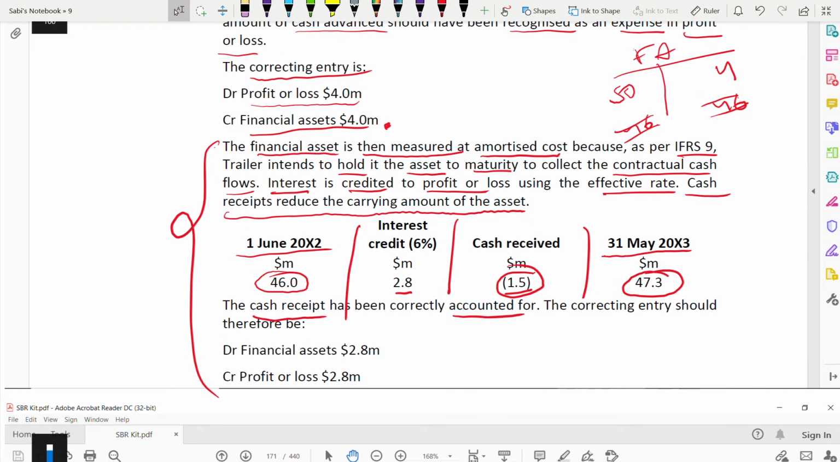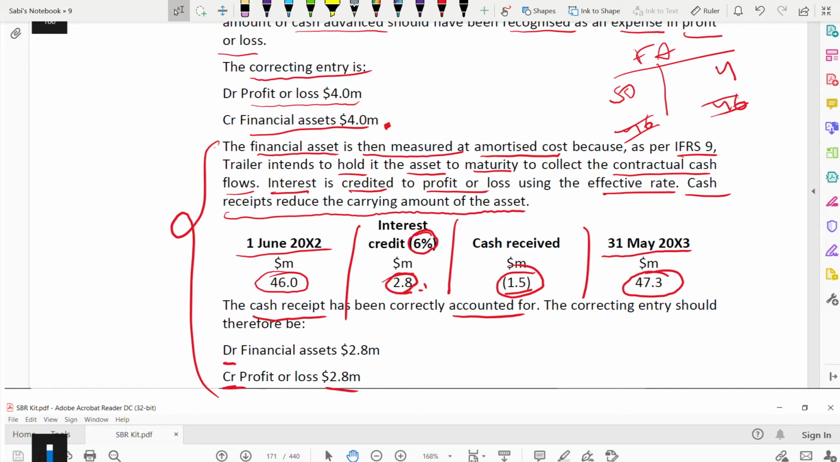So now you need to correct the entry. The difference is only this amount that needs to be the interest credit, because remember the interest was for 3%. That's why cash receipt is 1.5, but this is with 6%. So this amount needs to be adjusted, 2.8 million. Where will this 2.8 million go? We told it was credited to P&L before. And always show debit first and then credit, not credit then debit. So profit or loss 2.8.